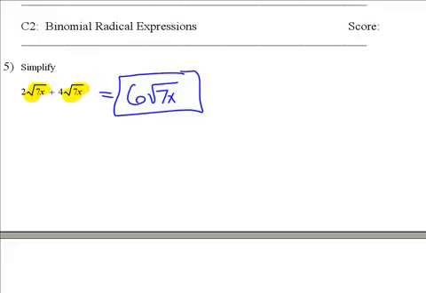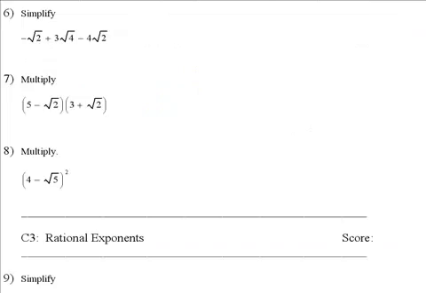Any questions on number 5? Number 6 got a lot of you because you didn't think to simplify this root 4. When you simplify, you need to try to simplify as much as possible. So let's take this in pieces. I've got a negative root 2 minus a 4 root 2 is a negative 5 root 2.